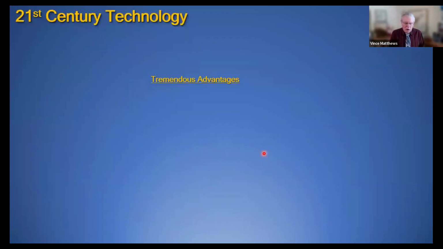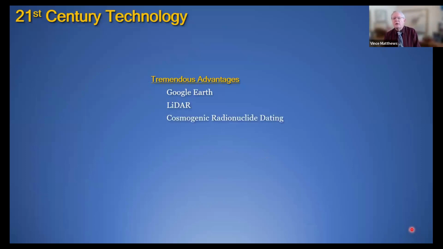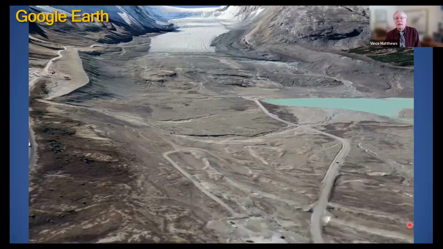Okay, I wanted to go over some technology that we've got in the 21st century that really enhances our ability to understand glacial deposits and all of geology, and just to make you aware of them if you haven't seen them. And they are Google Earth, LIDAR, and cosmogenic radionuclide dating. So this is a Google Earth shot.